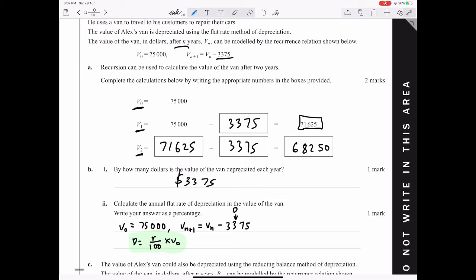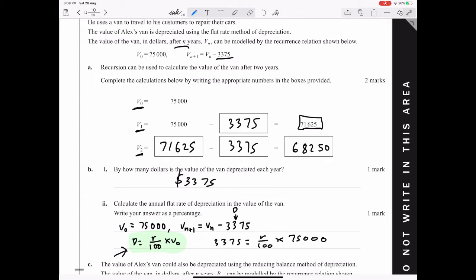5B II, calculate the annual flat rate of depreciation in the value of the van. Write your answer as a percentage. So to do this question, we need to know what the rule for D is. So D is the value of how much the van depreciates every year, which is $3,375. So we know that D equals R on 100 times V0. So R would be our annual flat rate of depreciation if you solve for the value of R. So we know what the value of D is, which is 3,375, and we know that V0 is $75,000, so therefore we can find what the value of R is. So 3,375 equals R on 100 times V0, $75,000, sorry.